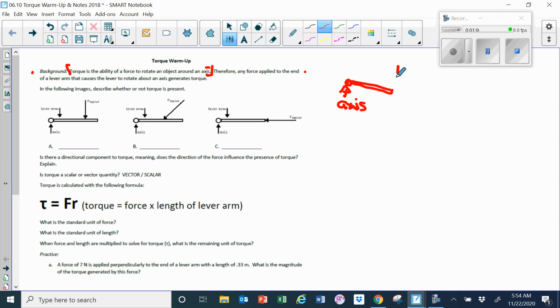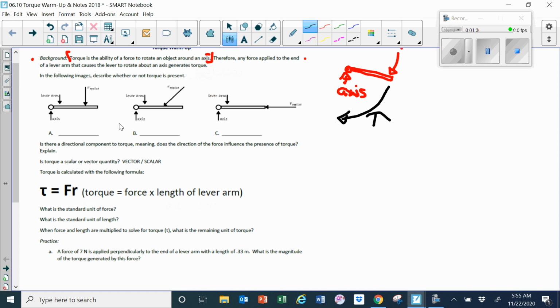And then the force is applied some distance away from that. This force applied here would cause the object to rotate like this around the axis. And that rotation is called torque, which would be tau. So let's go into that in more detail.